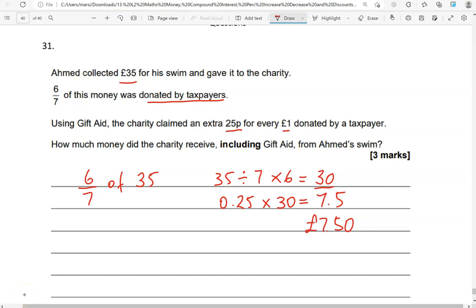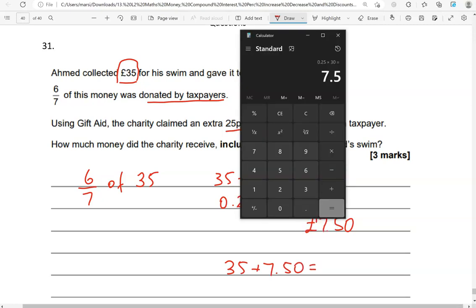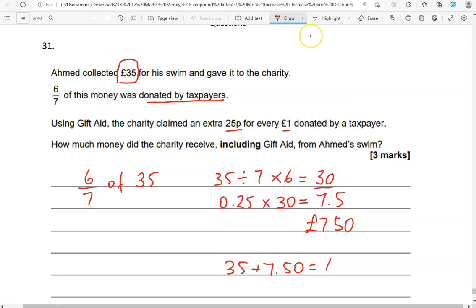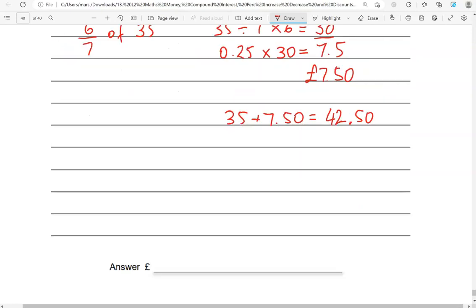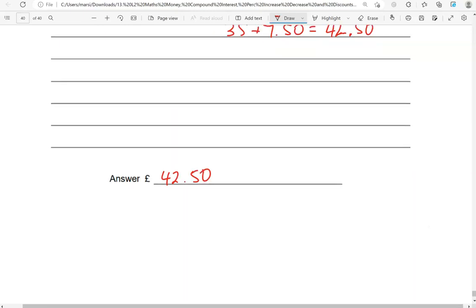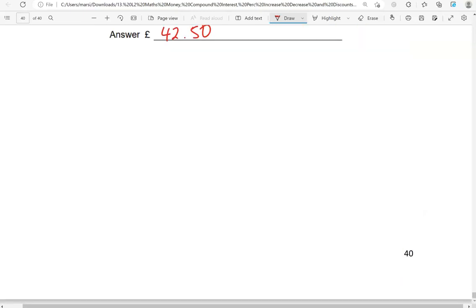So the question is, how much money did the charity receive, including gift aid from Ahmed's swim? So that is 35 and the £7.50 gives us £42.50. And this is the end of the questions.